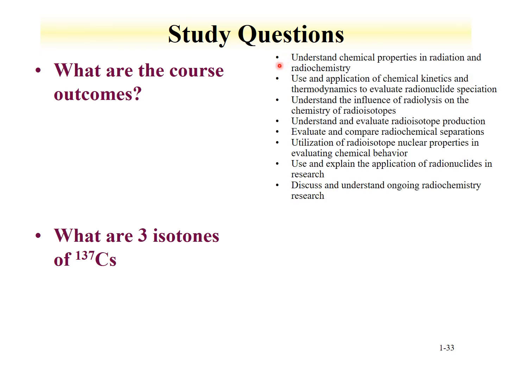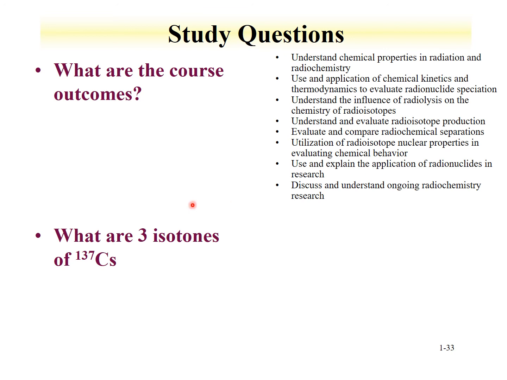The summation is: understand chemical properties in radiation and radiochemistry; understand kinetics, thermodynamics, and how they apply to speciation; be able to discuss, understand and utilize isotope production methods, radiochemical separations, and nuclear properties in chemical experiments. One should also use and explain the application of radionuclides in research and discuss ongoing radiochemistry research.